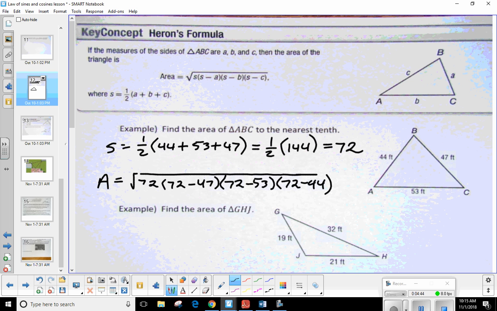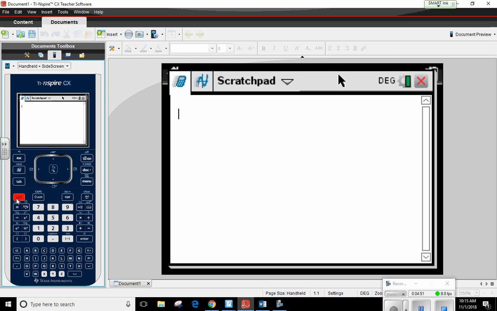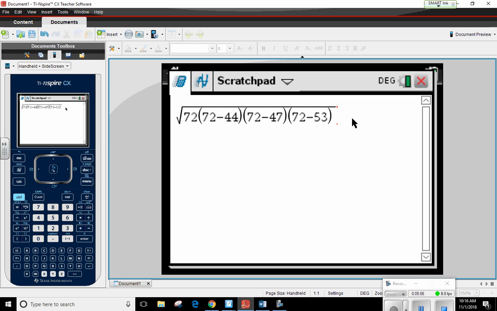Susie, you want me to simplify? Oh, you already got it? Okay. Well, let me catch up to you. So let me go ahead and type in this whole thing right here. So I've got one big radical starting with 72. And then I remember, let's see, we had a 44, 72 minus, there was a 47. And I want to say there was a 53, right? Okay. All right. So here is Heron's formula with everything plugged in. Susie, what should I be getting?